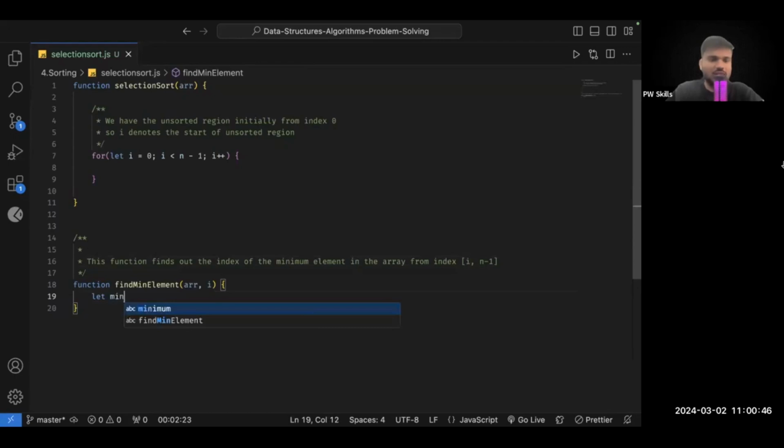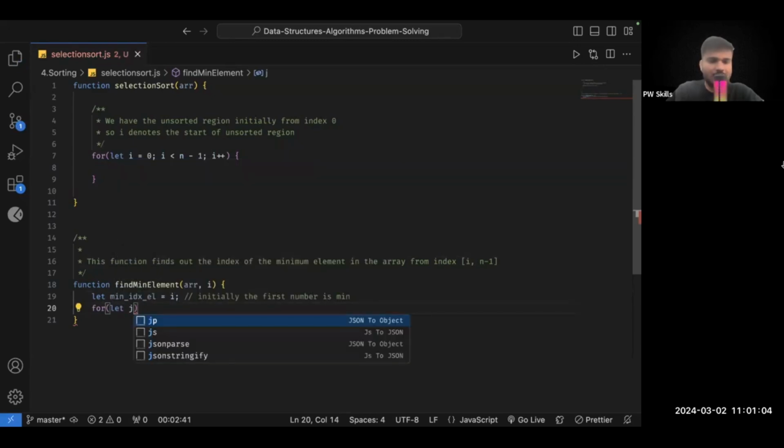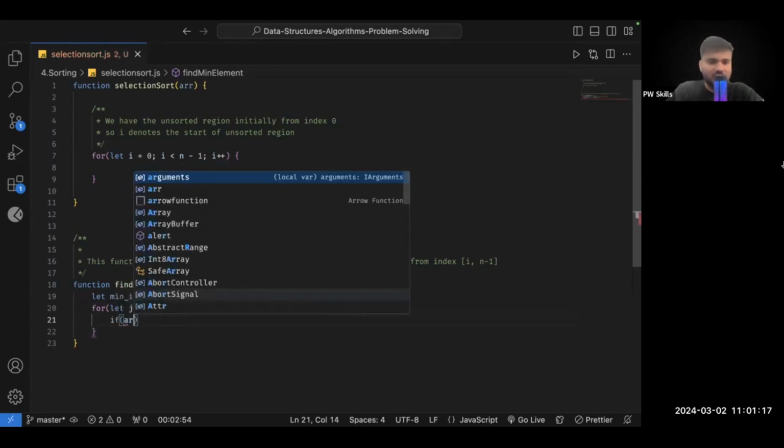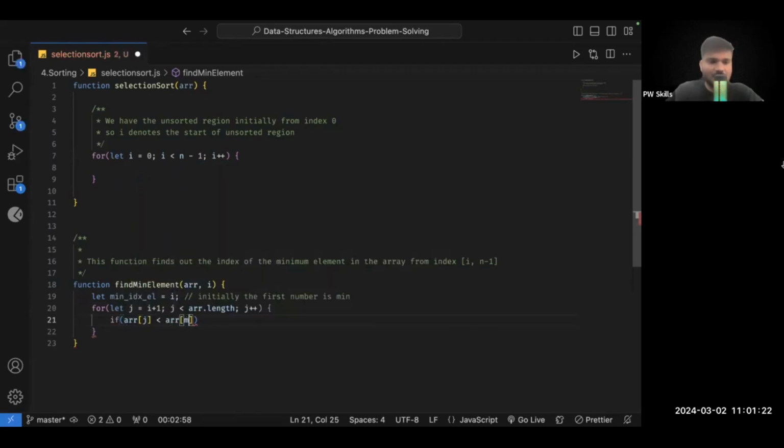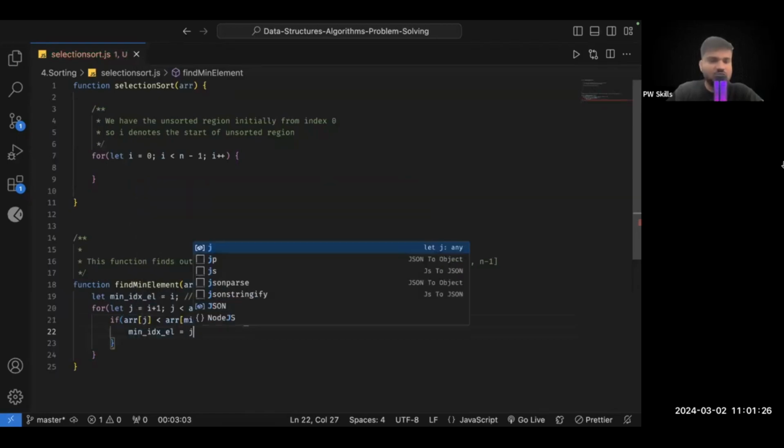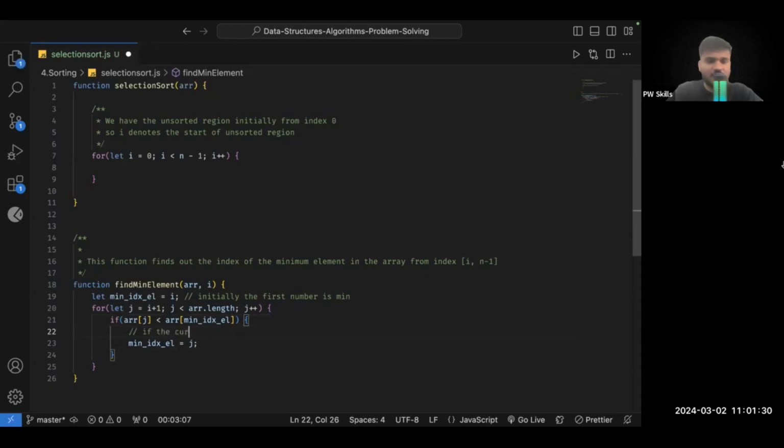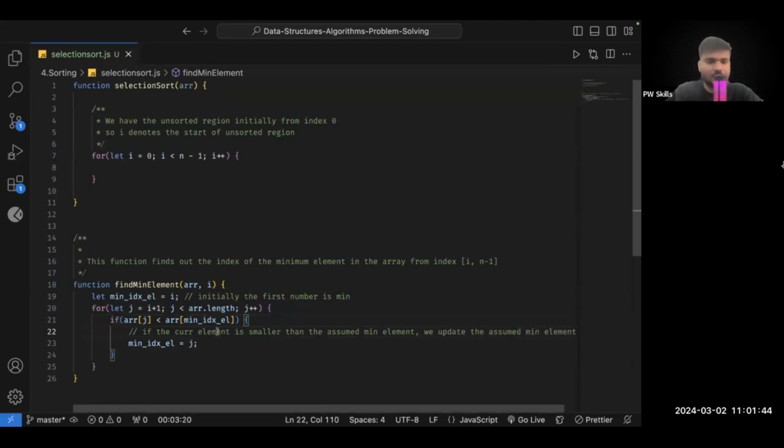How do we find it? We'll say let minimumIndex = i. So I will assume initially the first number is the minimum. Then I'm going to go to every single number from i + 1, that is from the second number, up to arr.length, j++. I check if the element at j is less than the element at minimumIndex, and I update the minimum index to be j. That is, if the current element is smaller than the assumed minimum element, we update it. And at last, we return this minimum index.